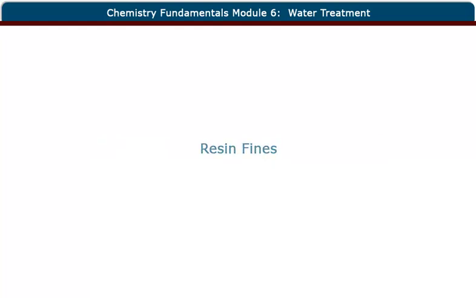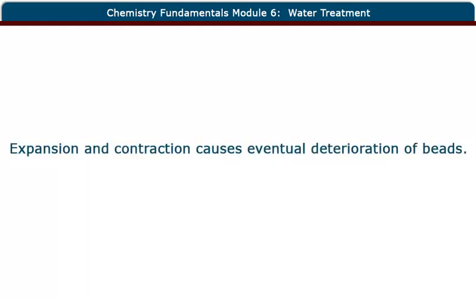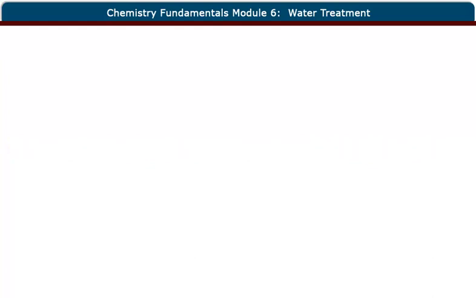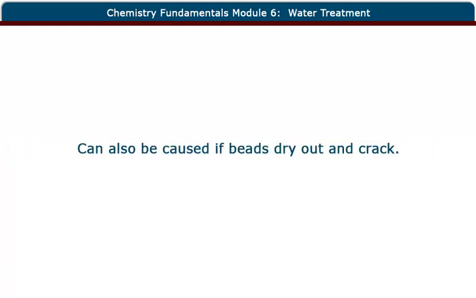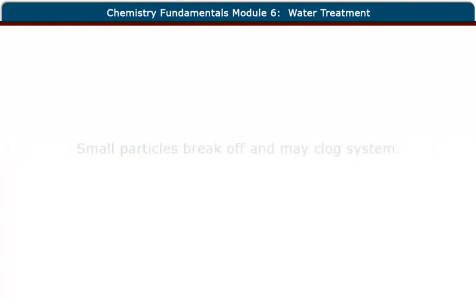Resin fines. Expansion and contraction causes eventual deterioration of the beads. And when the beads get old, they can dry up. In these cases, they can crack into tiny pieces, and these pieces can clog the system or release undesirable ions. And these are called resin fines.